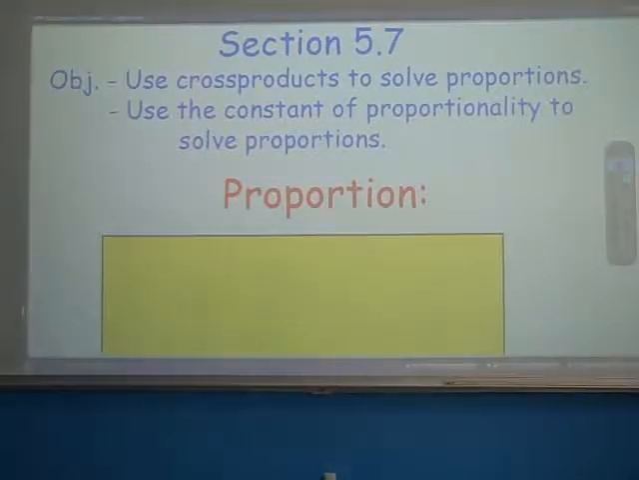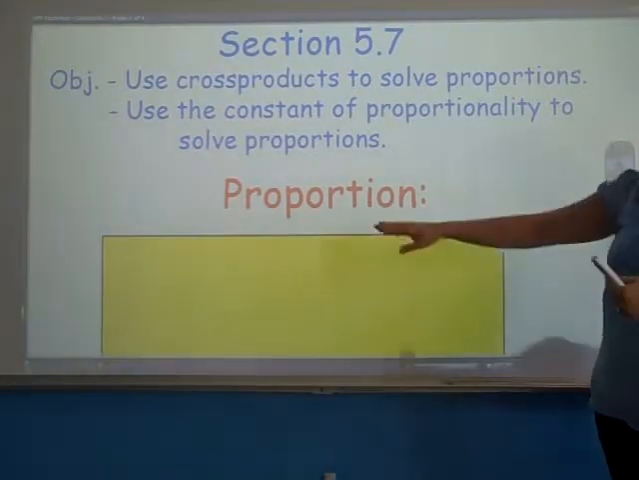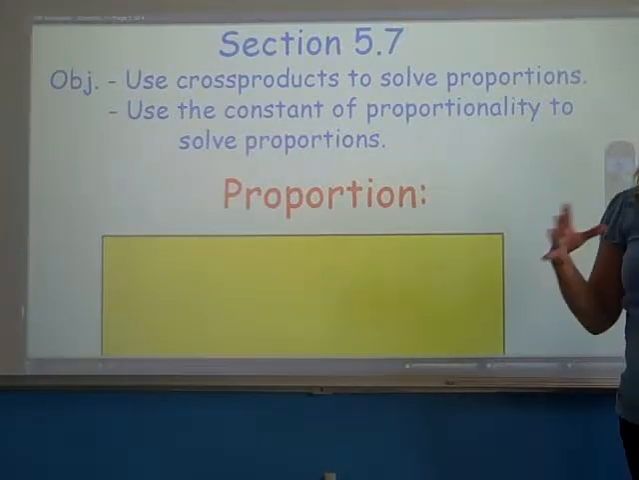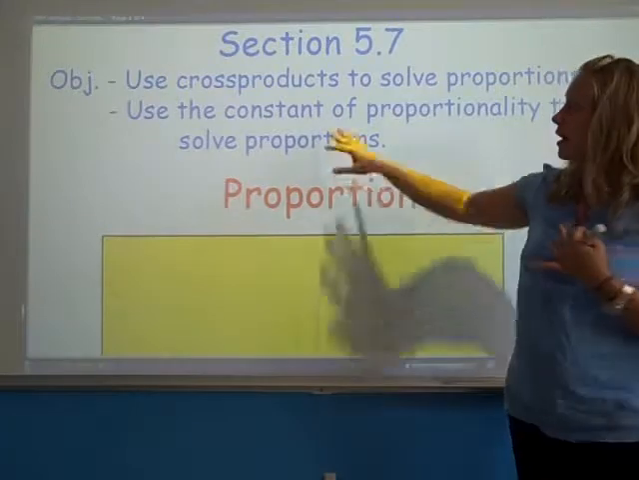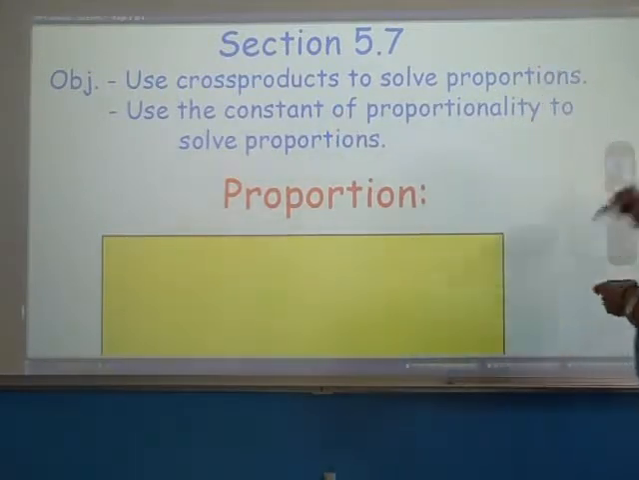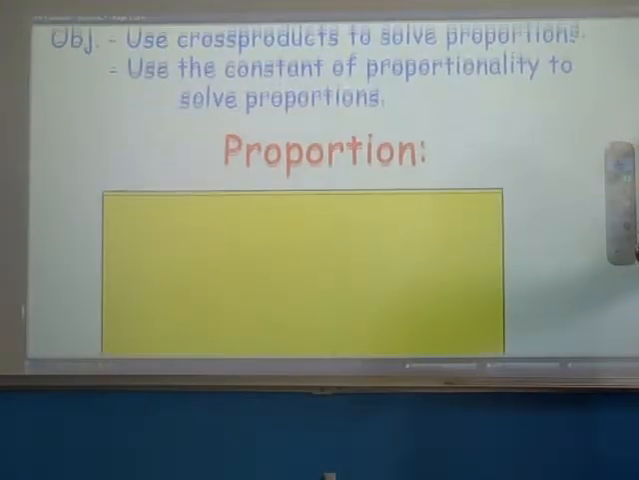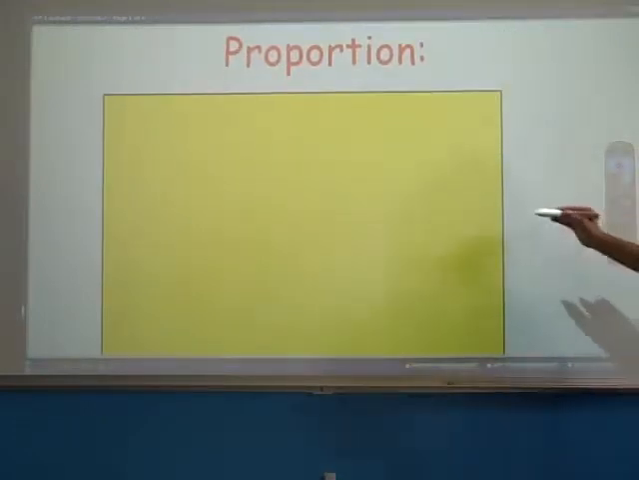Okay, hi everybody. We're going to do section 5.7, which involves proportions and how to solve them. We're going to be talking about the constant of proportionality again, and using that with proportions. So first, section 5.7 at the top of your notebook, the word proportion.